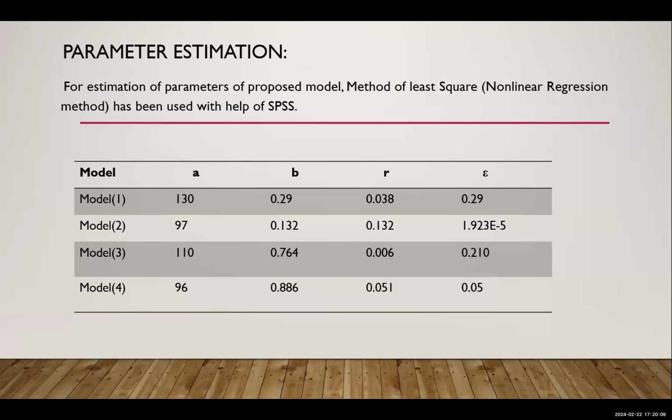Here is the parameter estimation. We estimate the parameters which best fit our data. So we apply the method of least squares, but we have a nonlinear regression model, so it is very difficult to solve technically. So with the help of SPSS, we apply the method of least squares and estimate the parameters. We have models 1, 2, 3, and 4 with parameters A, which represents the initial number of faults, B, R, and epsilon for the different models.